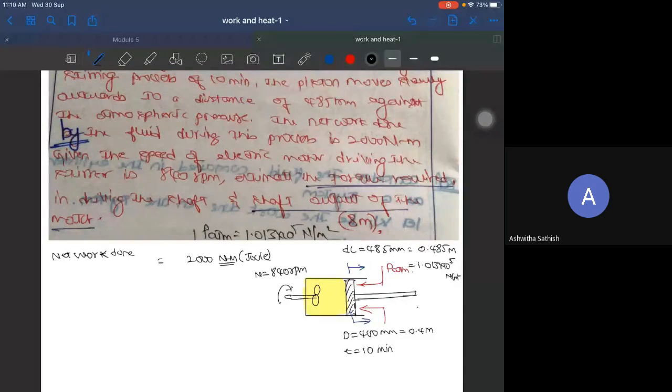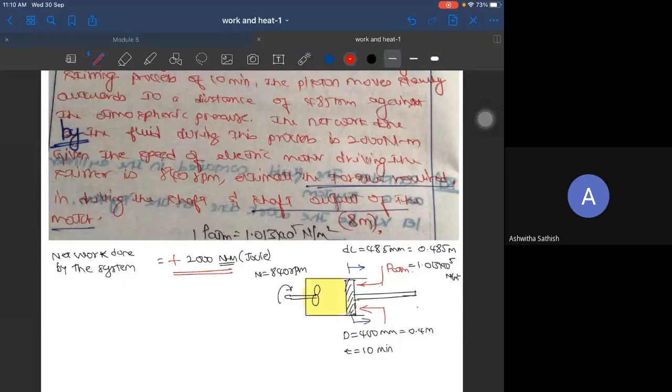By the system, just by the fluid. So it's by the system. If it is by the system, should I take it positive or negative? Positive. So you have to take it positive, and this is the very important step.